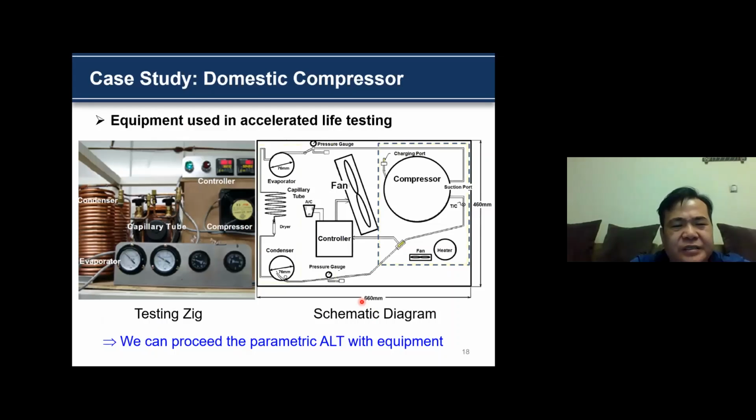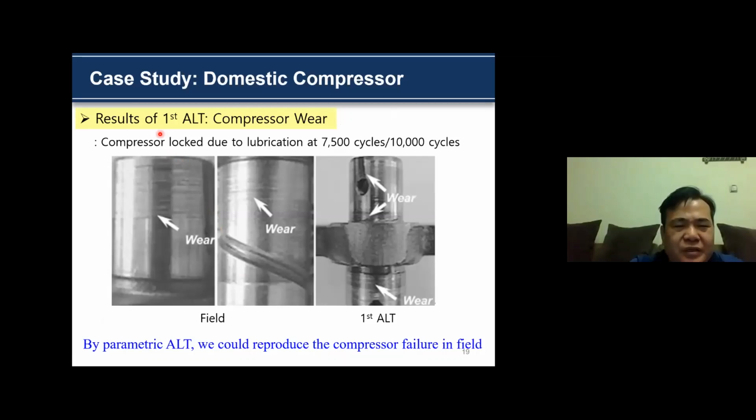This is the equipment used in the external life testing. It consists of a test jig and a schematic diagram. We can proceed with the parametric ALT with this equipment. I will tell you the result of the first parametric ALT. We found compressor lock due to lubrication at 7,000 and 10,000 cycles. As you can see on the slide, the pattern in the field is very identical to the first ALT. So by parametric ALT, we can reproduce the compressor failure in the field.